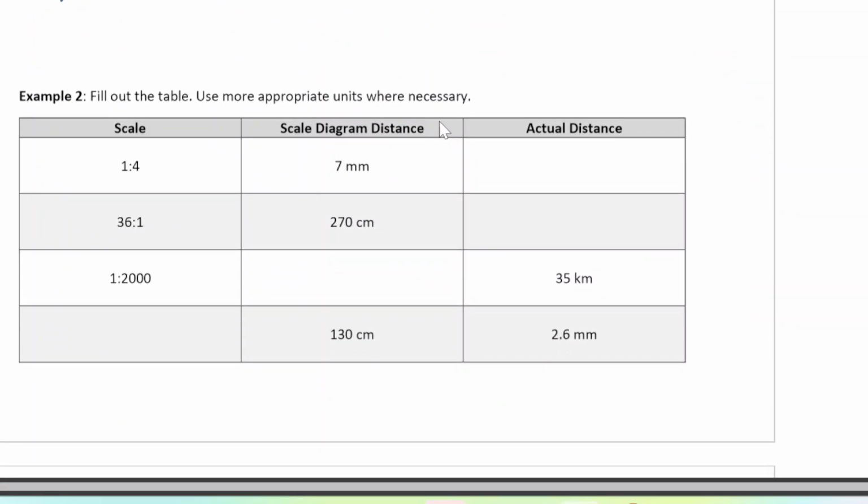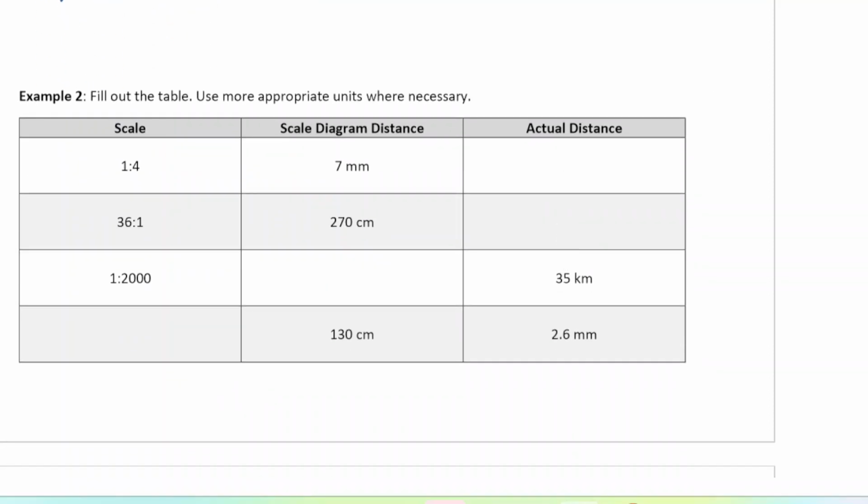Next question. Fill out the table below and use a more appropriate unit where necessary. Okay, so this is good for really understanding these scales and the scale diagram versus the actual distance. Important to remember for the scale is the first number is telling you the diagram or the drawing size, and then the second number is telling you the actual size. So for this first one, the actual size is going to be larger than the scale diagram size. So we're going to multiply by 4 here. So 7 millimeters times 4, the actual distance is going to be 28 millimeters. And that's a pretty appropriate unit, so we'll leave it as is.